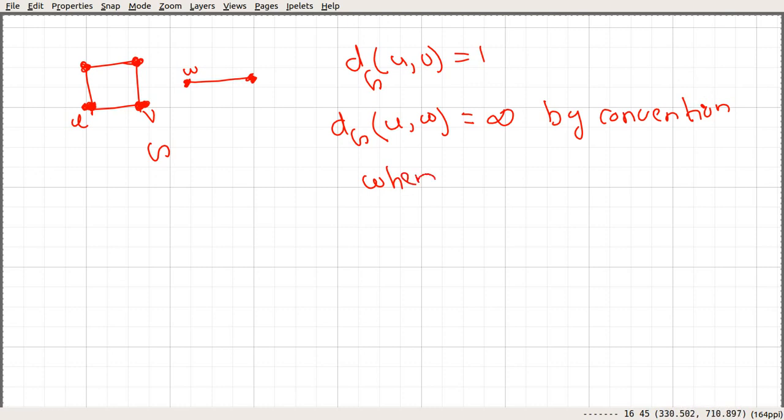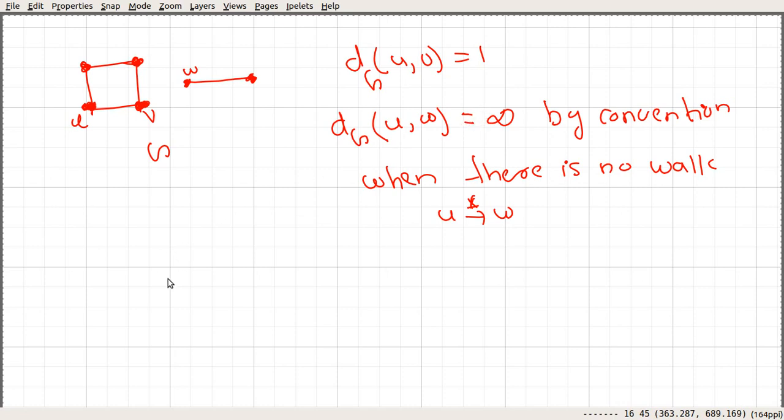when there is no walk between U and W of any length. Here you can see that you try hard, it is not possible to get from U to W. So there exists no path or walk between U and W. If that is the case, then we say the distance between those two vertices is equal to infinity.